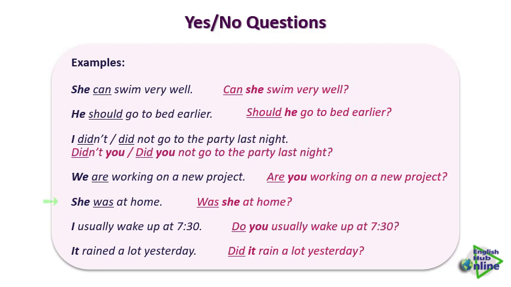As we said earlier, in the fifth example, was plays the role of both the main verb and the auxiliary verb. So, in order to make a yes or no question, we simply put it before the subject. In the sixth statement, the auxiliary do is hidden. But when we're making a yes or no question, we put it before the subject at the beginning of the sentence. Similarly, in the seventh example, in order to make a yes or no question, we put the auxiliary verb did, which is hidden in a positive statement, before the subject.